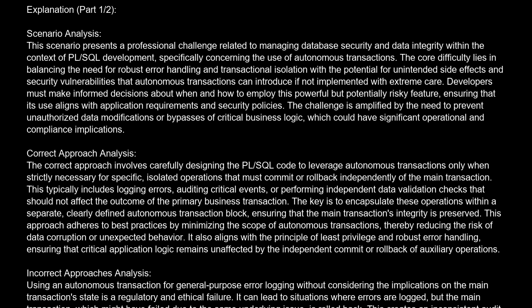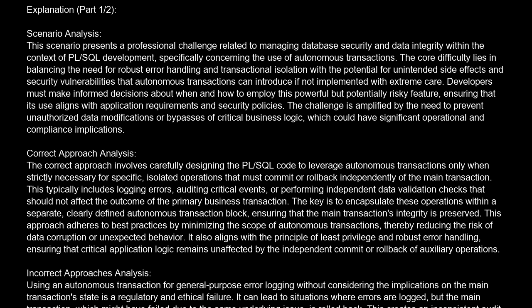Developers must make informed decisions about when and how to employ this powerful but potentially risky feature, ensuring that its use aligns with application requirements and security policies. The challenge is amplified by the need to prevent unauthorized data modifications or bypasses of critical business logic, which could have significant operational and compliance implications.